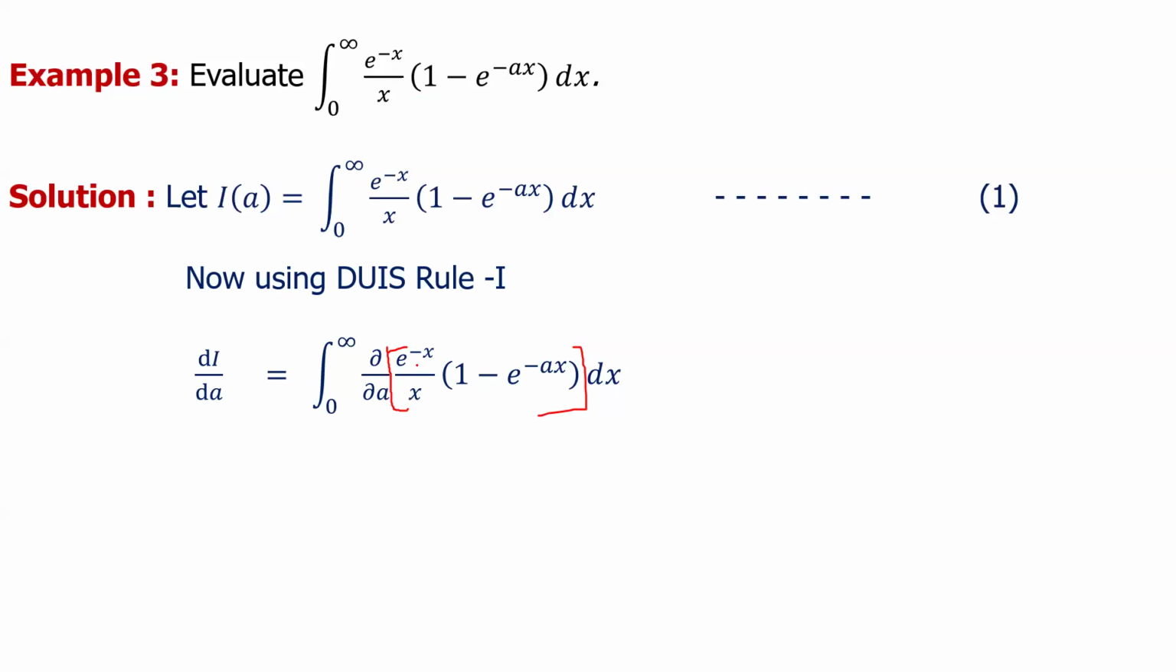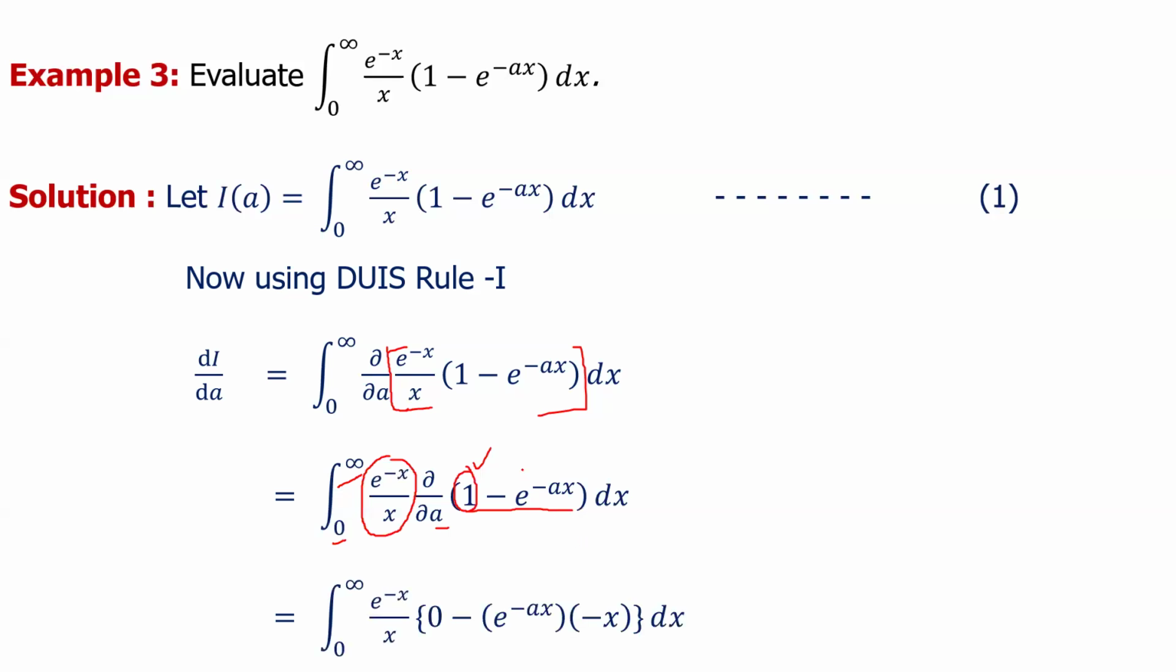So let us do the partial derivative of this term. Clearly e^(-x)/x is free from a, so we can take it outside the derivative. This gives us the integration under the limit 0 to infinity of e^(-x)/x, and then the remaining term is the derivative of (1 - e^(-ax)) with respect to a. What is the derivative of 1 with respect to a? It will be 0. And what is the derivative of e^(-ax) with respect to a? It is e^(-ax), and again the derivative of -ax with respect to a is -x.